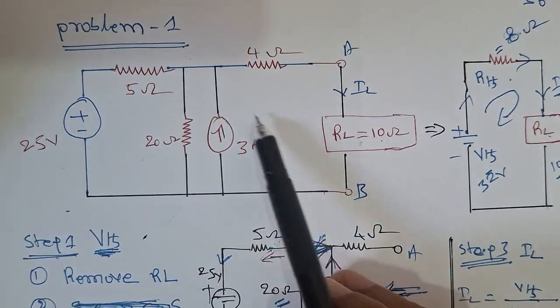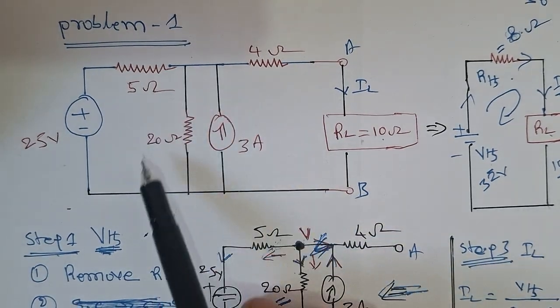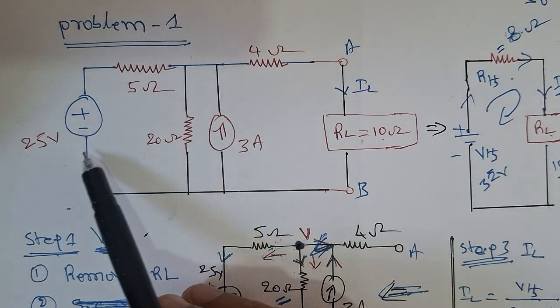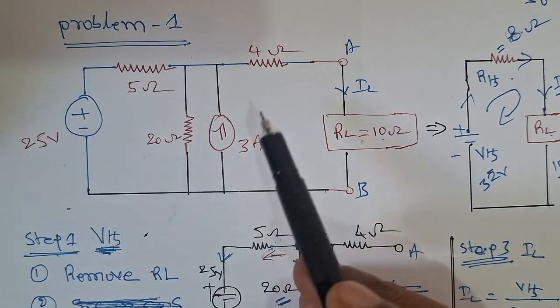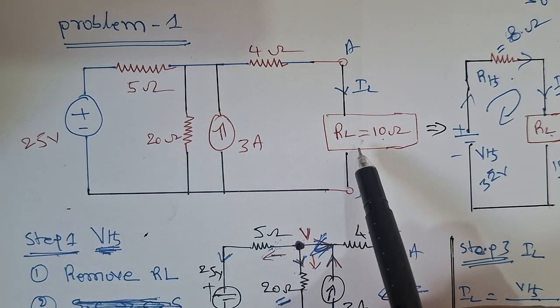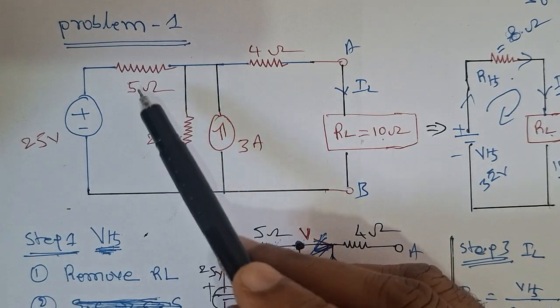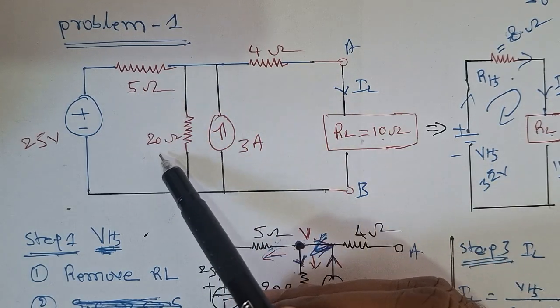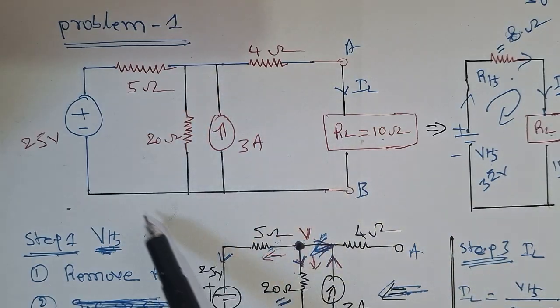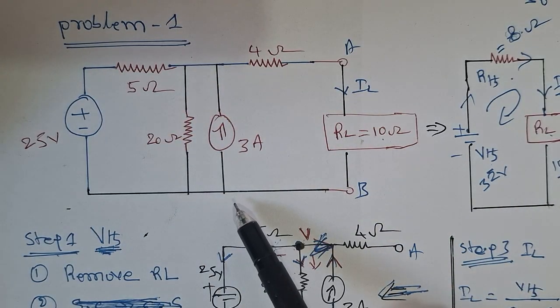Okay, this is a problem in Thevenin's theorem. This is the circuit diagram given: one voltage source and one current source, the load resistance, and R1, R2, and R3. So 5 ohms, 4 ohms, 20 ohms. This is the circuit diagram for Thevenin's theorem.